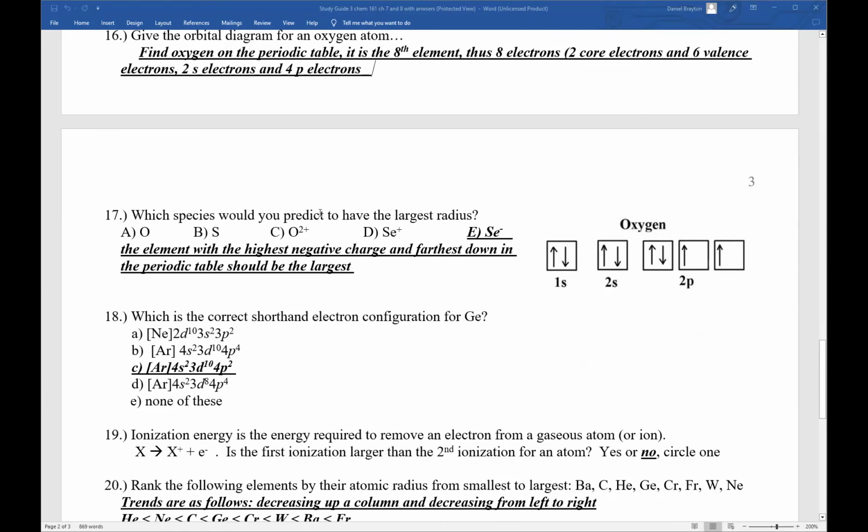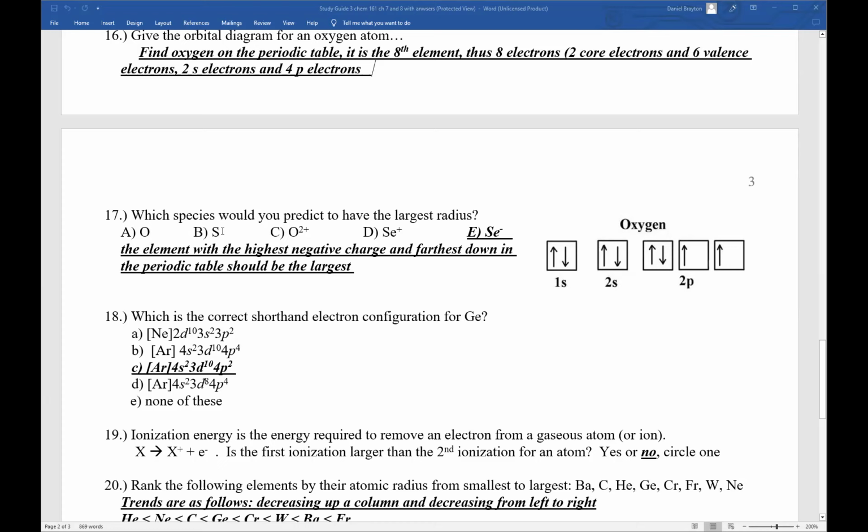17, which species would you predict to have the largest radius? So it looks like our choices here are oxygen, sulfur, and then an ion of oxygen and an ion of selenium. As you go down in the periodic table, the radius gets bigger. So you would obviously think if you're looking between A and B, sulfur's below oxygen, so sulfur's going to be bigger than just an oxygen atom.